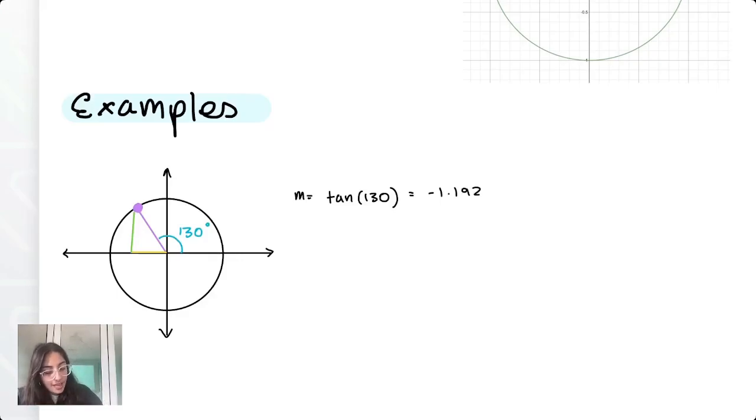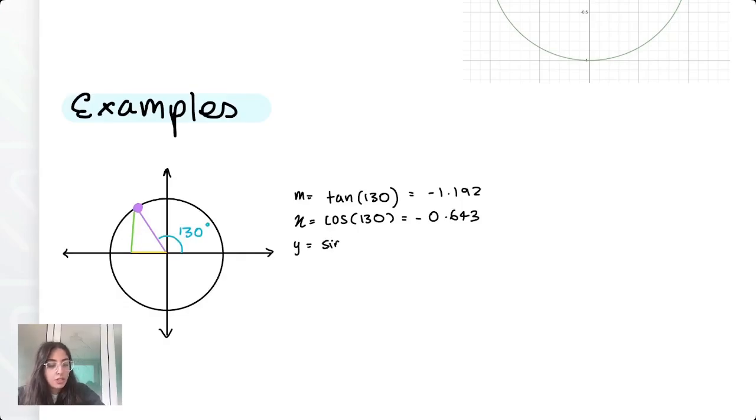Now, x. Can someone tell me what is x going to be equal to? Cos of 130. Yep. And should it be negative, positive? Negative. Yes. And so cos of 130 gives us negative 0.64. How'd you get there? Are you using a calculator? Oh, yeah. I'm not doing this in my head.